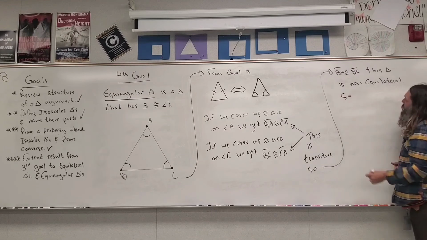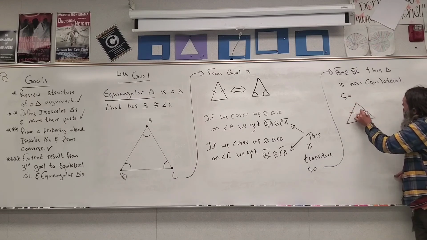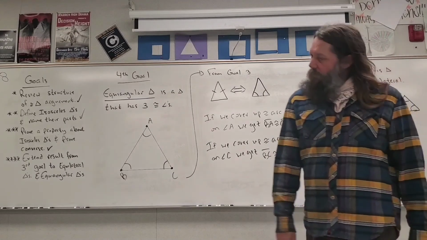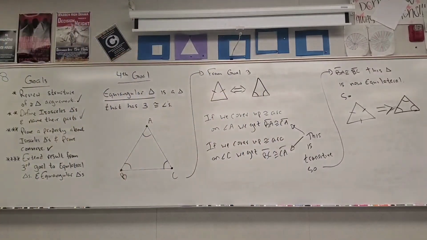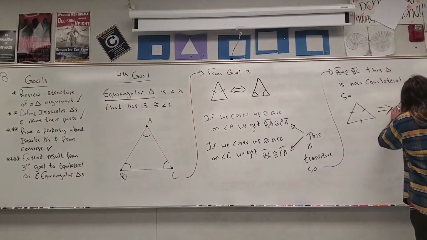So, if we start off with a triangle that has 3 congruent sides, we get a triangle that has 3 congruent angles. I want to make sure I'm on the screen. I have a feeling I'm falling off the screen. Oh, I'm just barely on. Okay. That's not very well drawn, I apologize.